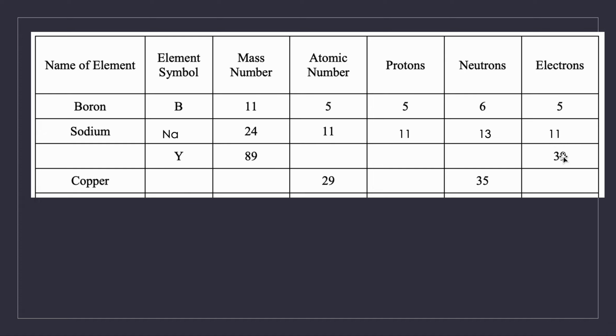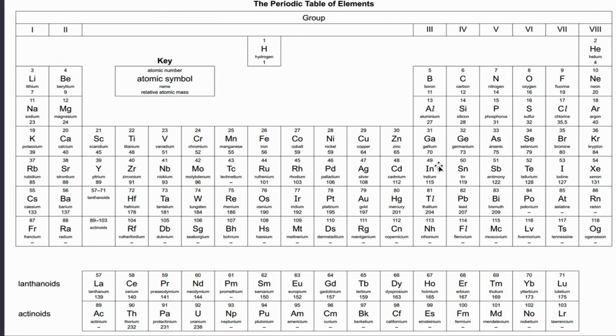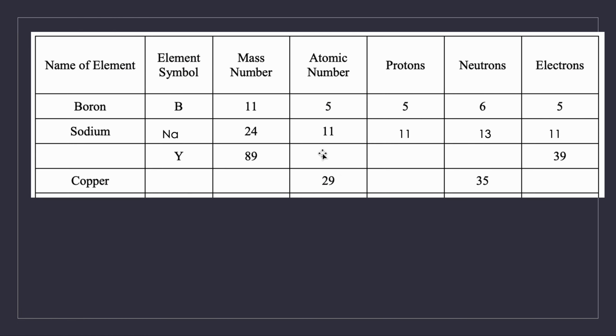For these elements right here, for example 39, since nothing else is given we assume this is neutral, so you just find which is element 39 in the periodic table. You can see that element 39 is yttrium. So the mass number is 89 and the atomic number is 39. So here you can complete with 39 and 39, and then the difference, 89 minus 39, is going to be 50 right here. So that's what we use in order to complete this table.